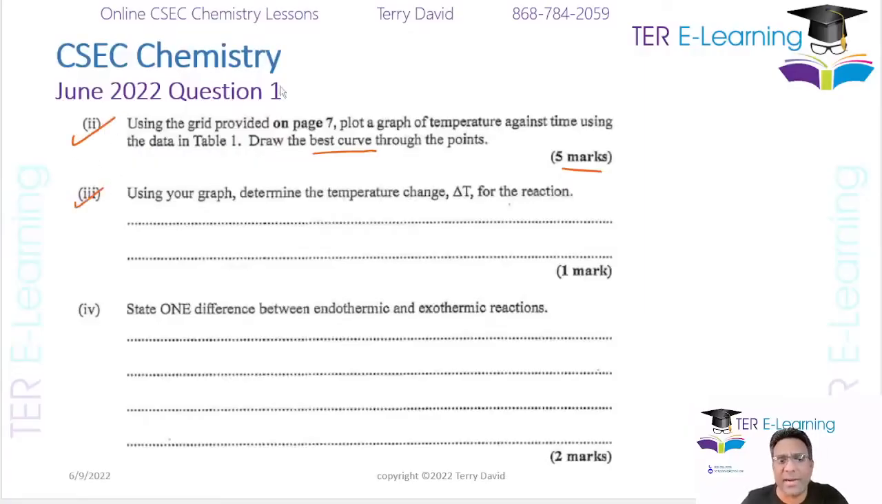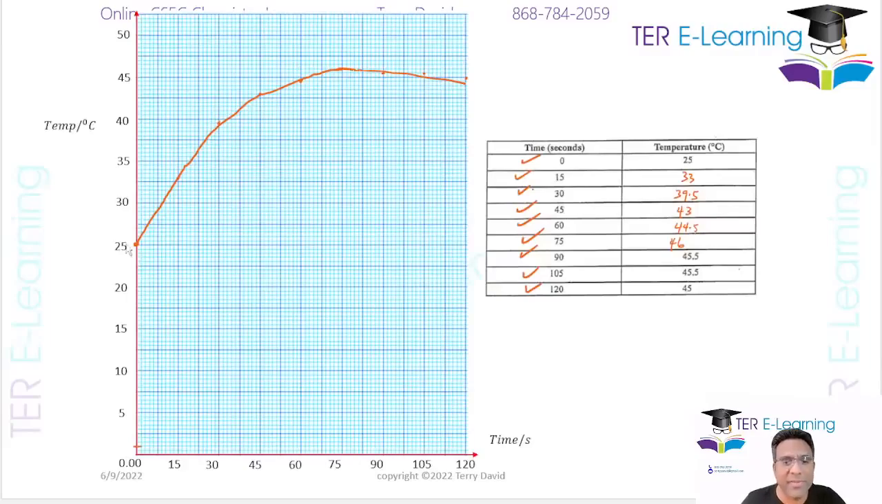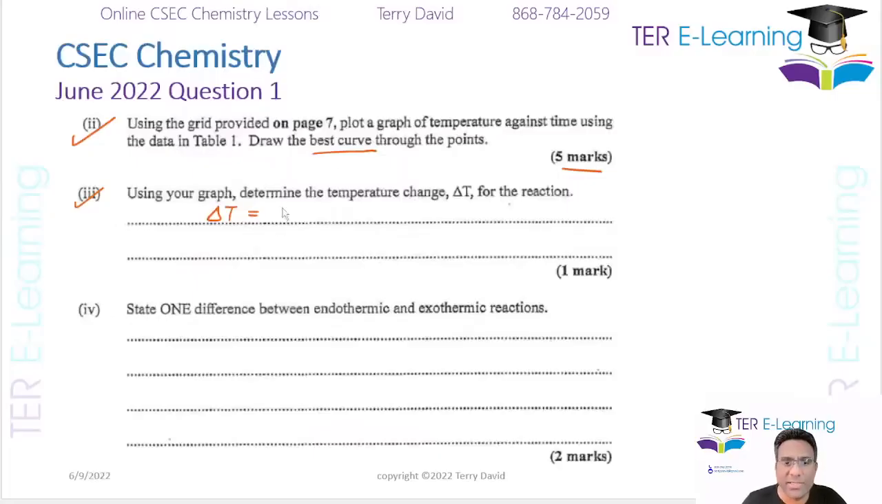The next part: using a graph, determine the temperature change, delta T, for the reaction. Delta T for the reaction is the difference between your highest temperature reached and your lowest temperature reached. Our lowest temperature is 25 and the highest temperature that we plotted was 46. So you should have taken 46 minus 25, which gives you 21 degrees Celsius. That's your change in temperature.